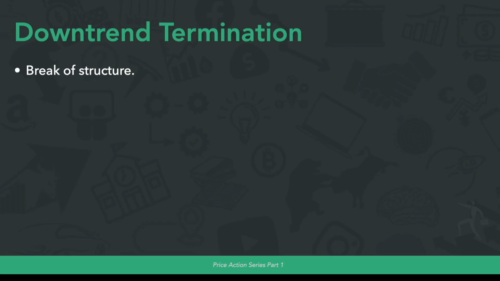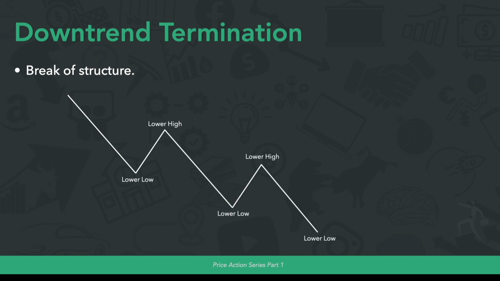Like uptrending market, hindi rin forever nasa downtrend market tayo. So at some point, kailangan din ma-terminate ng downtrending market. So ang kailangan natin makita kung magre-reverse na ba yung downtrend is a break of structure. Alright? So downtrending market, series of lower lows and lower highs.